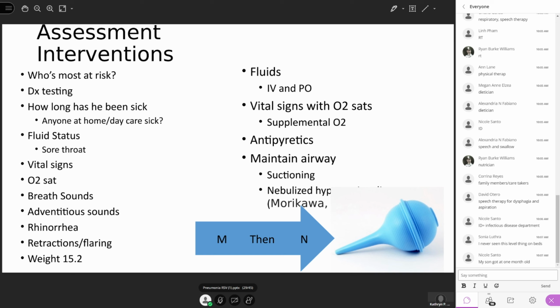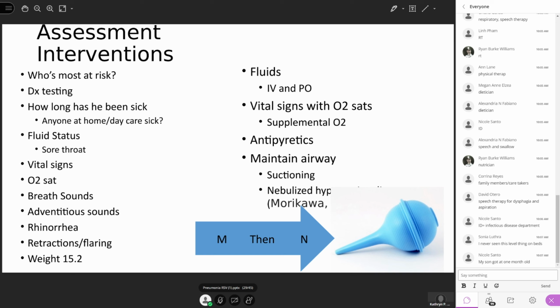Fluid status. Again, with this really horrendous cough, the children can get a sore throat. Our adults can too, but we can manage that with maybe thinking about what works, like cold fluids, or making sure that they're medicated with Tylenol. And we have to consider that with a child. It's just difficult to assess for that, especially if they have limited verbal skills.